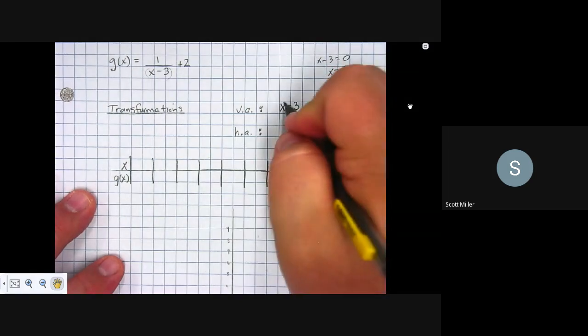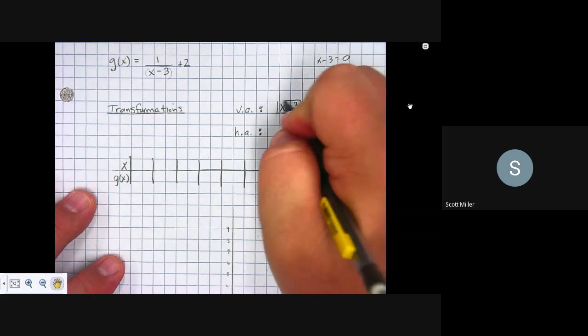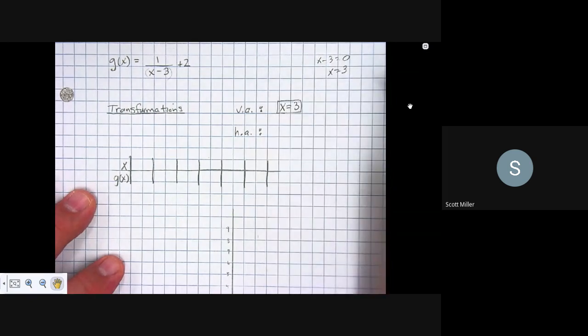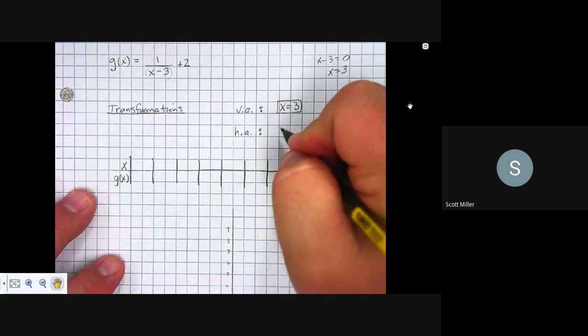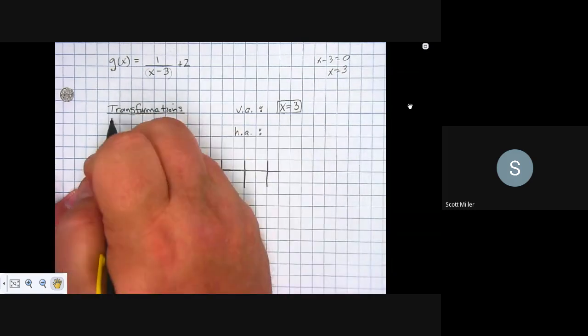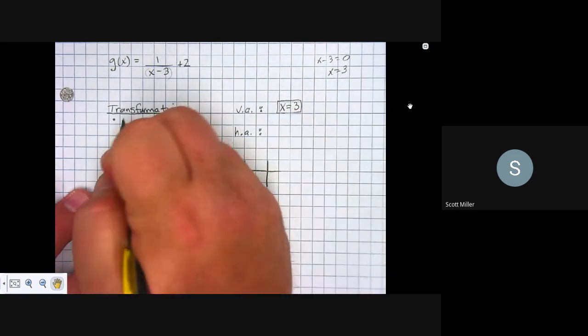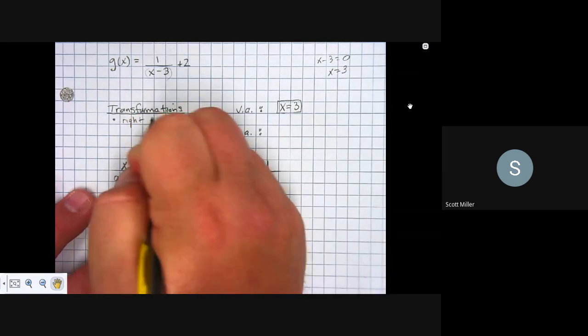You want to write your vertical asymptotes as an equation, not a number. We write it as x equals, and the horizontal would be y equals. The transformation over here says it's positive. We're going to the right 3 units.